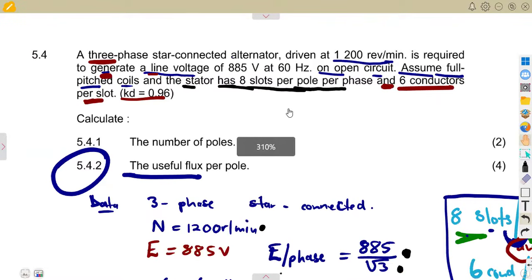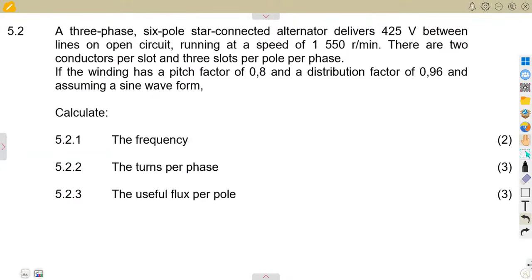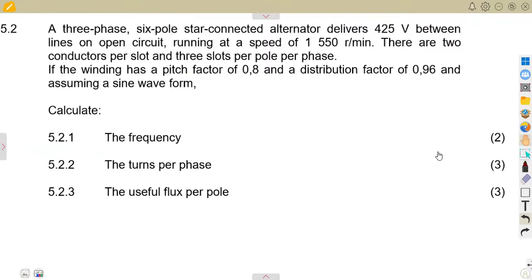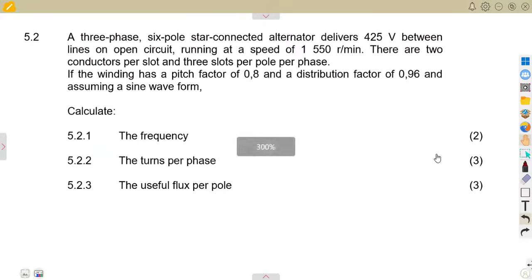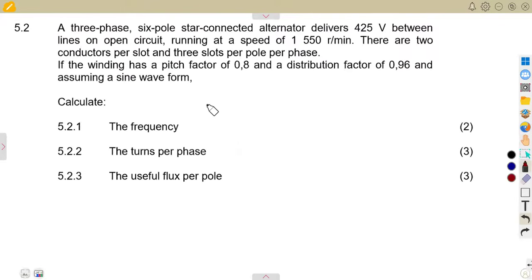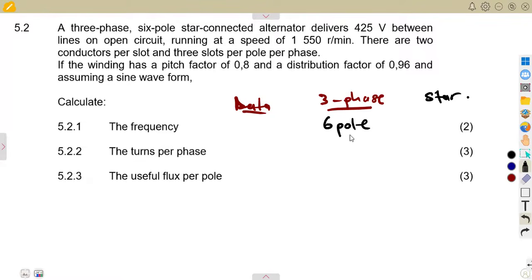All right, let us consider another question, just a little bit similar, not the same. A three-phase. So according to the information that you're given, it's a three-phase. How many poles are you given? 6 poles. So this is a 6 pole star connected. Remember from the poles, you can determine the pairs of poles: 6 divided by 2, meaning we've got 3 pairs.